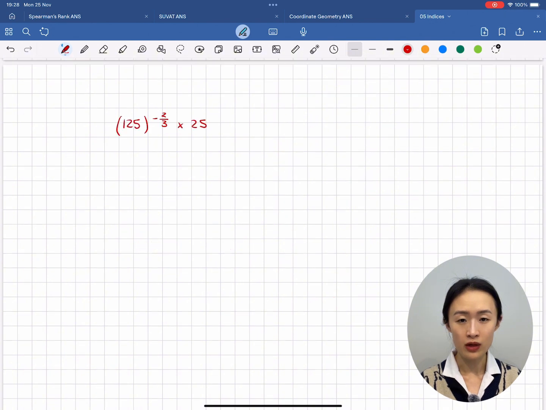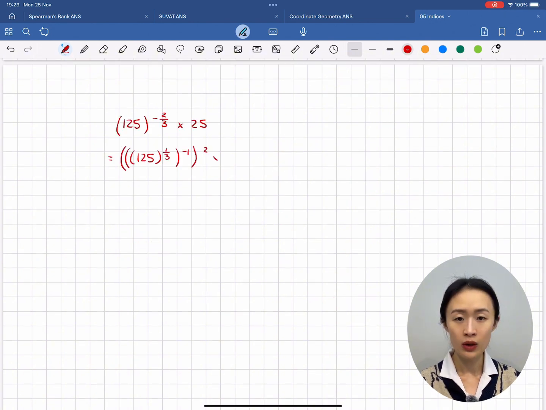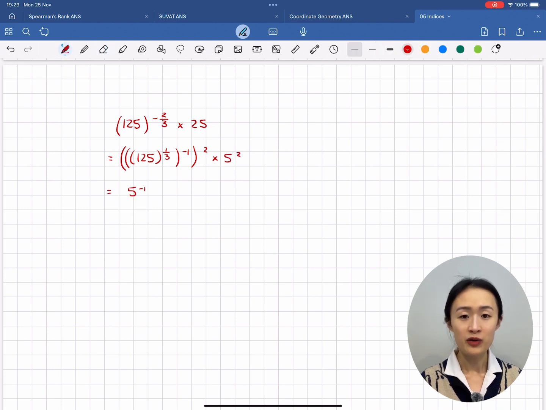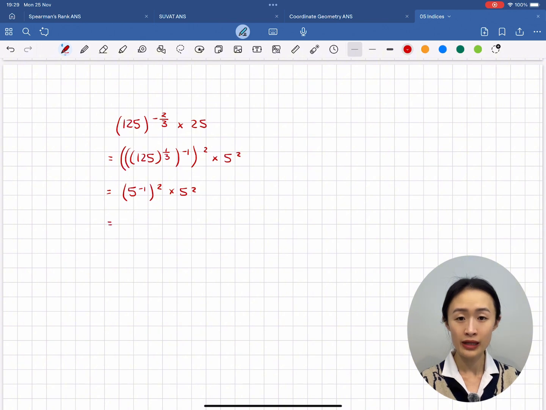Okay, now let's look at this one. Again, negative 2 over 3, let's break it down into a third, negative 1 and 2 multiplied together. 125 to the power of a third will give us 5. 5 to the negative 1 is 1 over 5. And then I square that, which will give me 1 over 25 times by 25. In the end, I'll get 5 to the power of 0, which is 1.